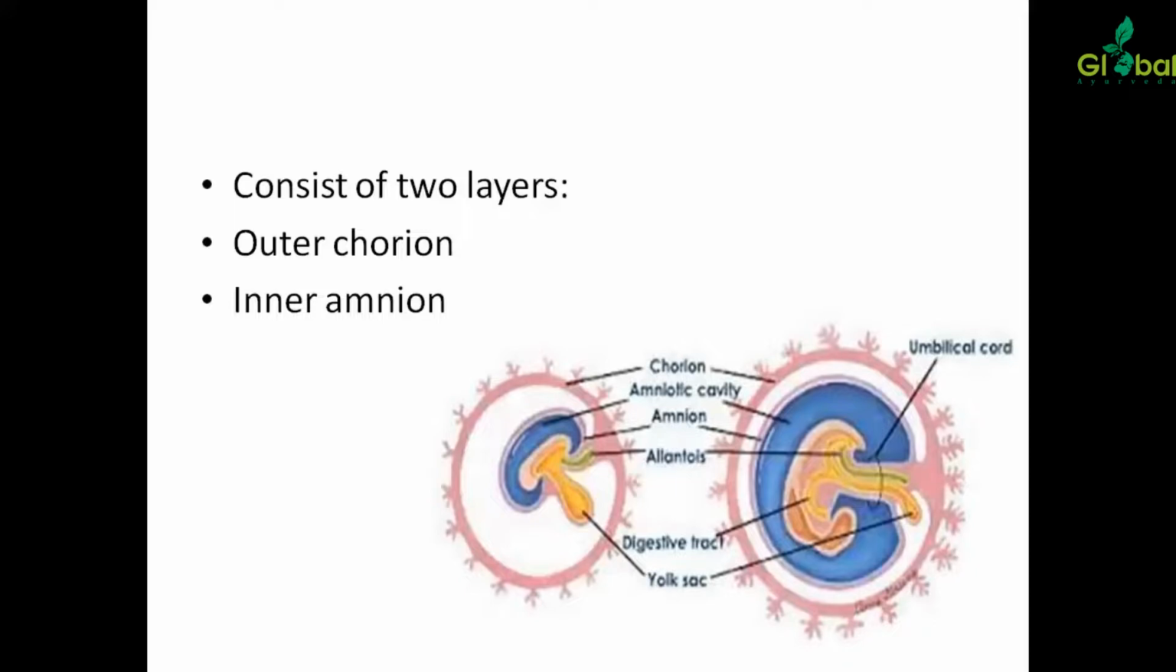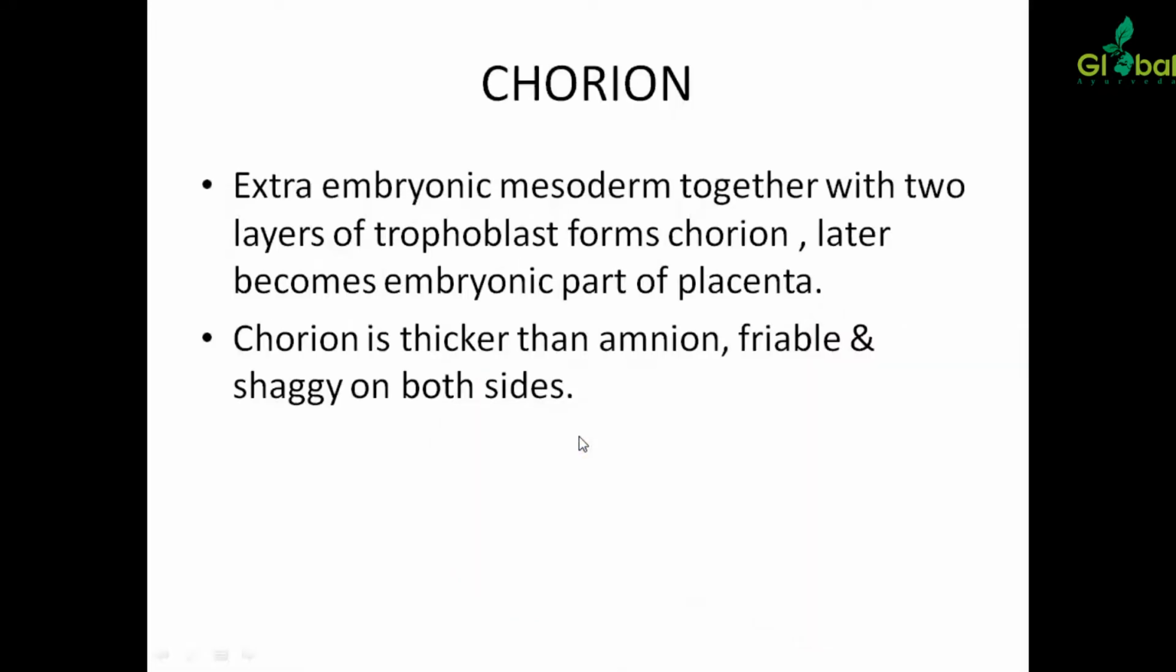Today we can study about fetal membranes. Fetal membranes consist of two layers, the outer chorion and the inner amnion. In the picture, we can see this is the outer chorion and this is the inner amnion.